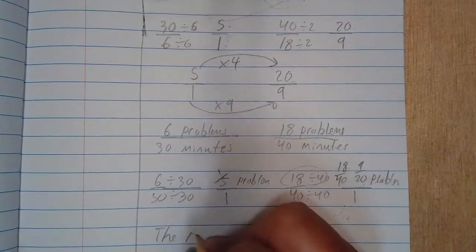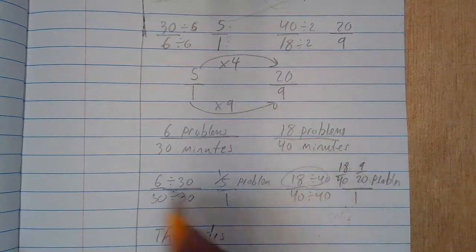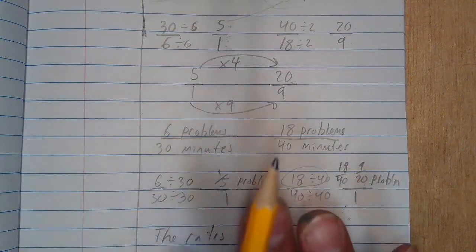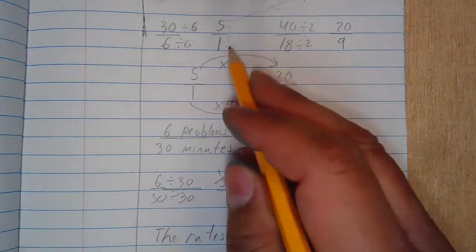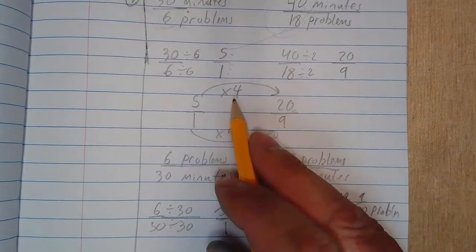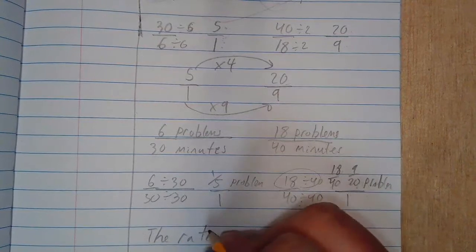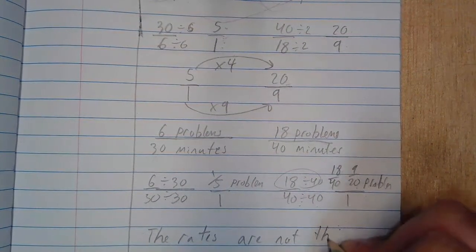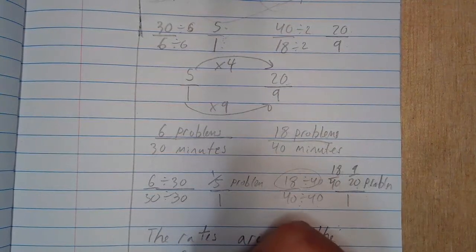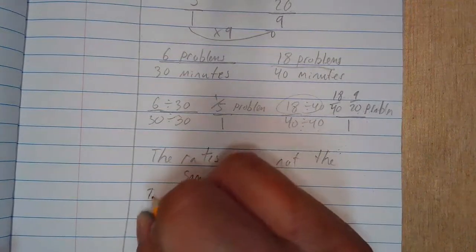So, the rates. If this part confused you, don't worry about it. If you understood it, great. This should have made so much more sense. Just keep it simple, okay? I always tell you guys that. Keep it simple. The rates are not the same. Why? Because the fractions are not the same.